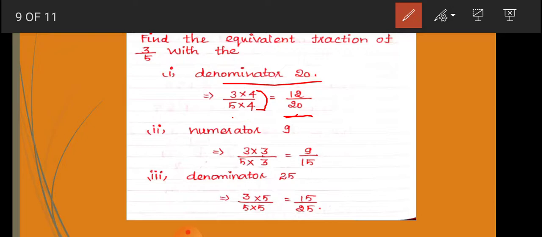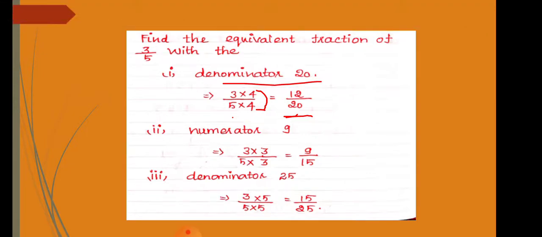Again I want denominator 25. Now I have taken 3 divided by 5. I want denominator 25. 5 means which table? 5 5s are 25. That same number we have to multiply with the numerator. So 3 5s are 15, 5 5s are 25.